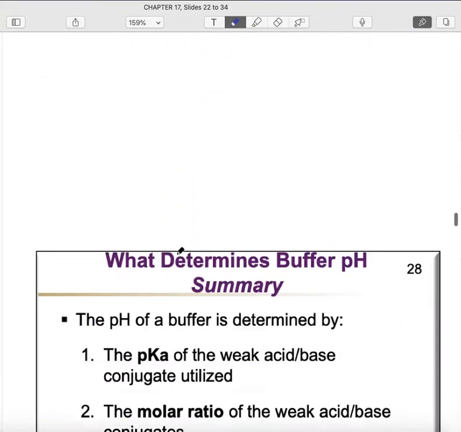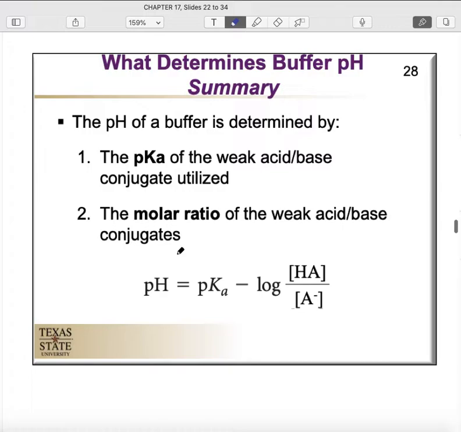Okay. All right, so just to recap, what determines the buffer pH? The buffer pH is determined by the pKa of the weak acid base conjugate utilized and the molar ratio of the weak acid and base conjugates according to the equation given here, which is the Henderson-Hasselbalch equation.